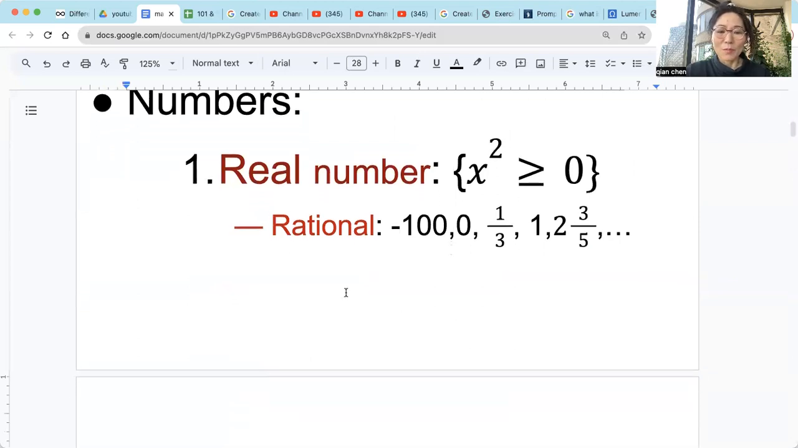So under real numbers, we have a rational family, which means the number makes sense to the human brain. Let's say -100, right? Maybe we spend $100, or maybe we owe someone $100, or maybe we borrowed $100 from the bank, and so on and so forth. So we use a negative number to record certain information. And 0, just 0, right? 0 represents nothing, but 0 is such an important number in mathematics. You will see later.